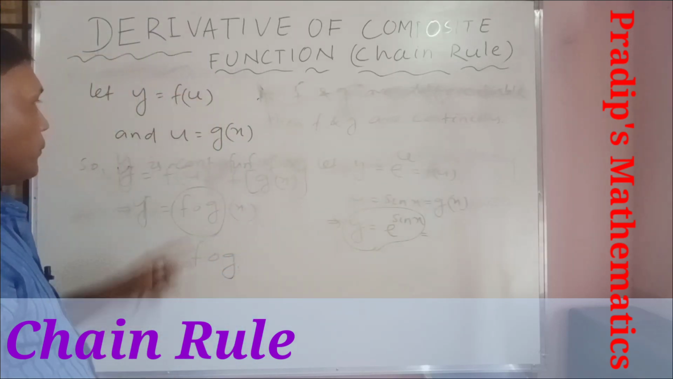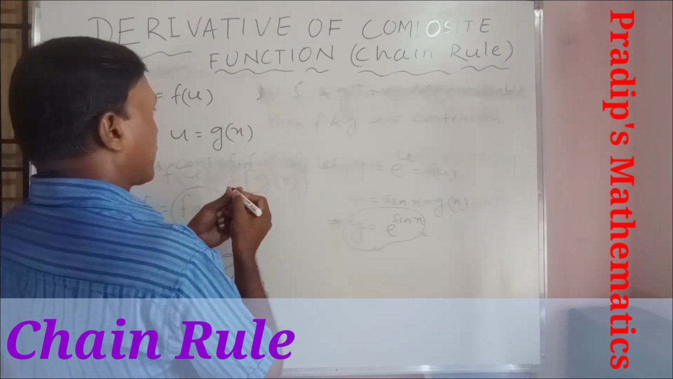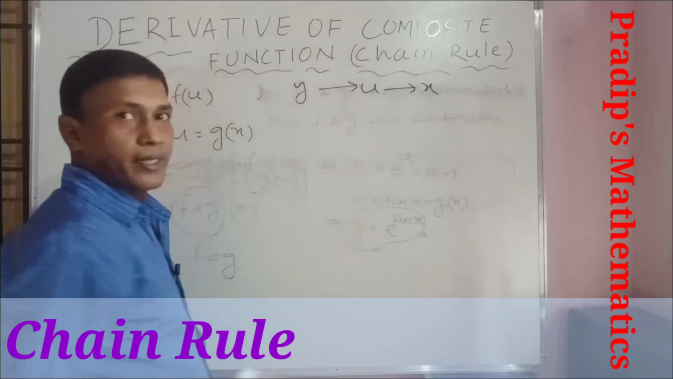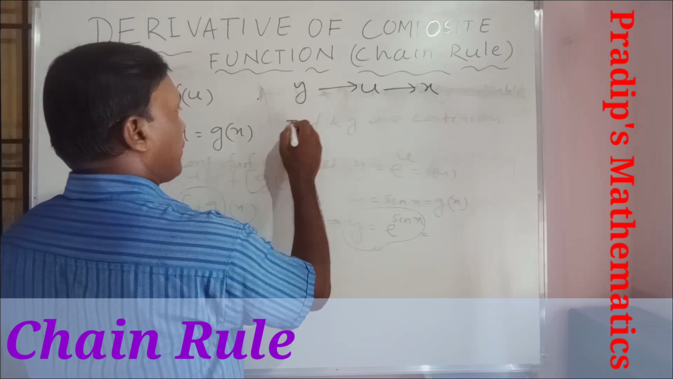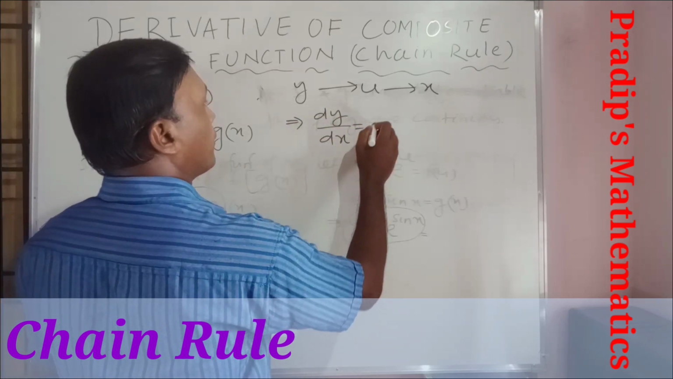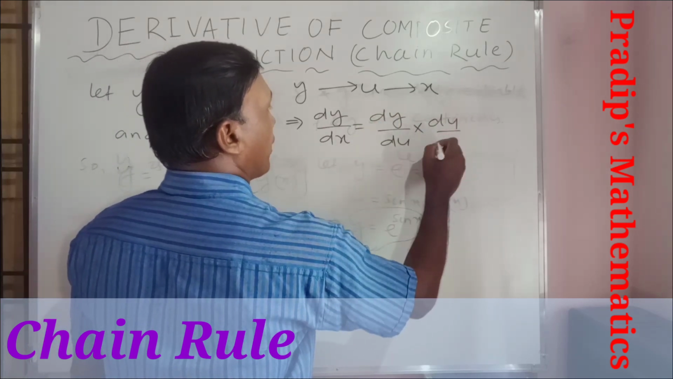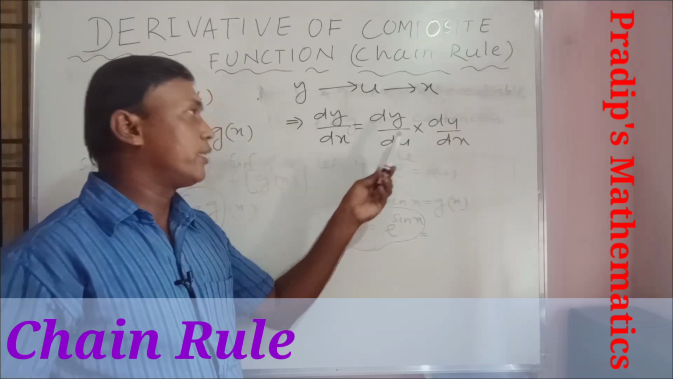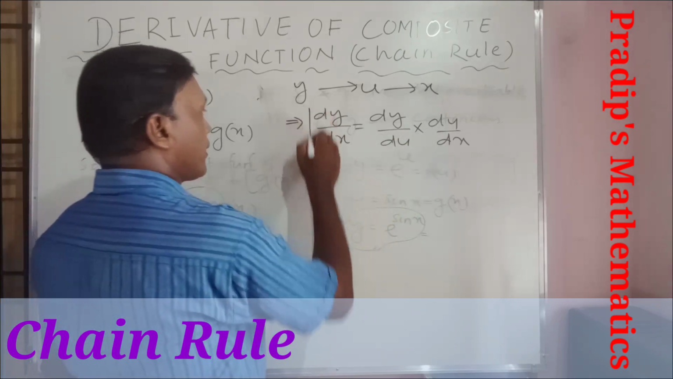y is a function of u and u is a function of x, then y is a function of x also. So the derivative of y with respect to x is equal to dy by du into du by dx. It means first differentiate y with respect to u, then differentiate u with respect to x and multiply. This is the chain rule.